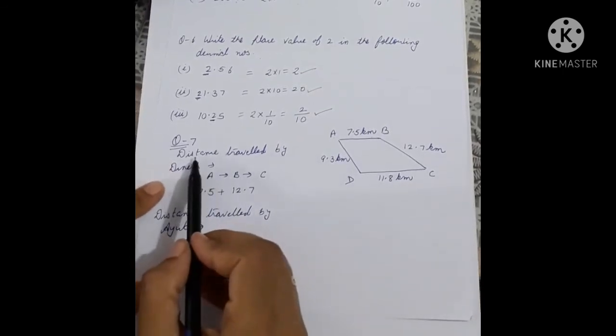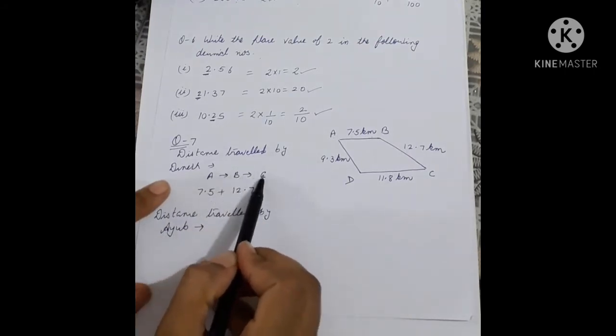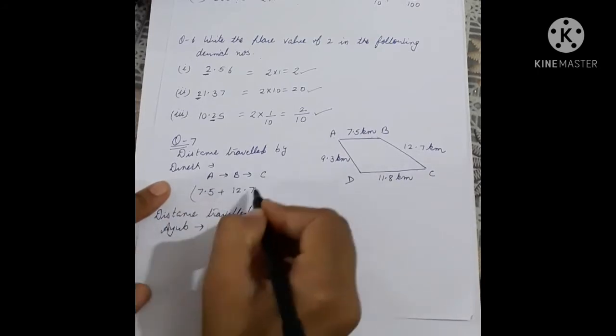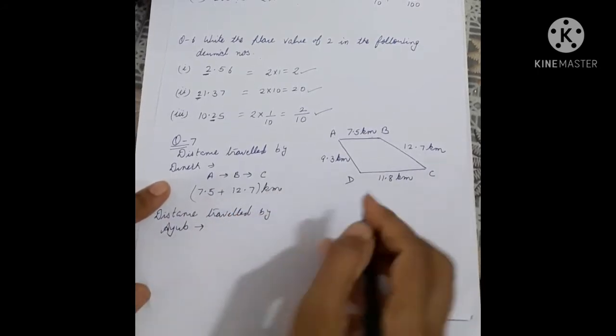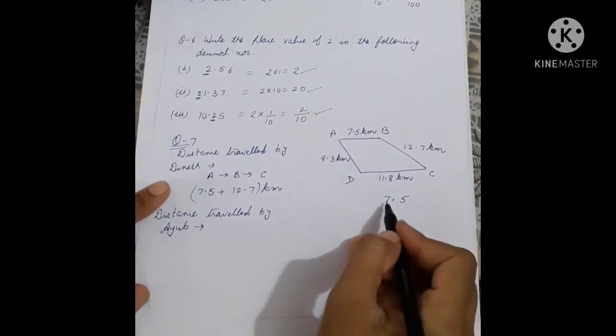So you will write in the notebook: distance travelled by Dinesh. Dinesh went from A to B and then B to C. So you have to add 7.5 plus 12.7. Addition of decimals is very simple. You have to arrange them in a column, whole number under whole number.